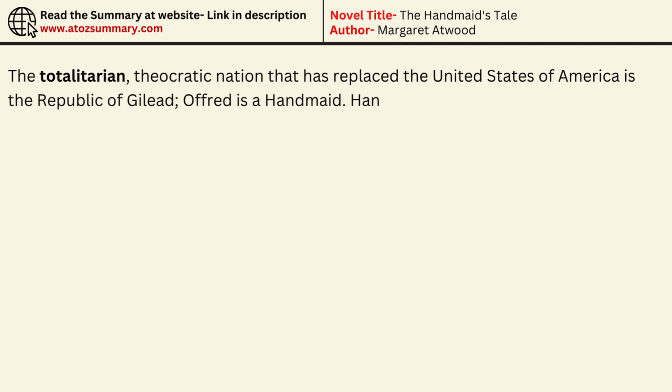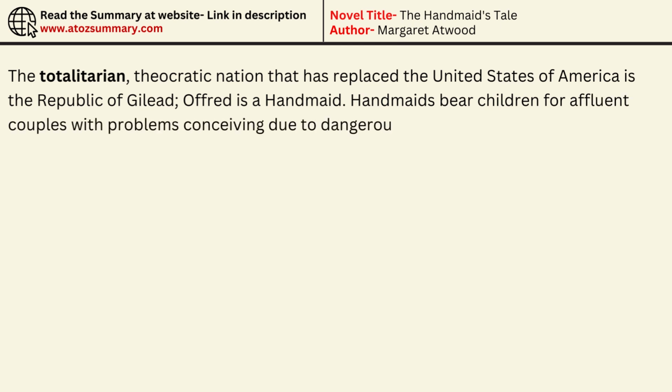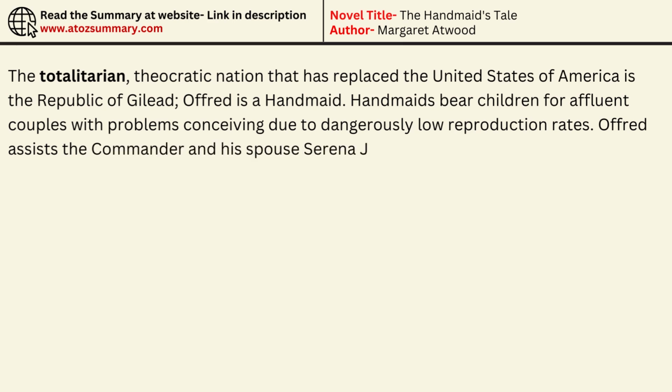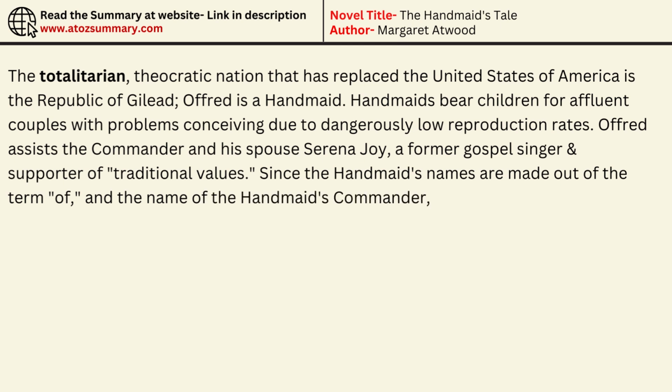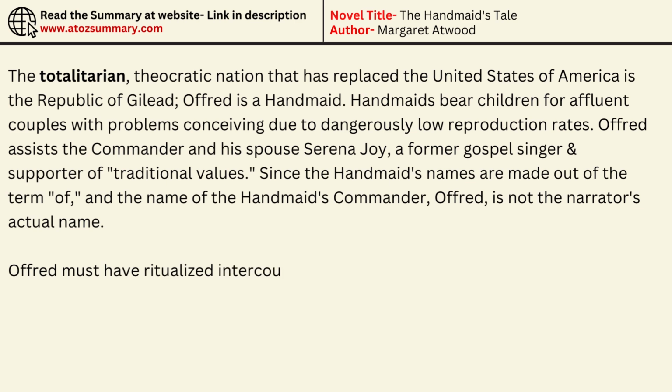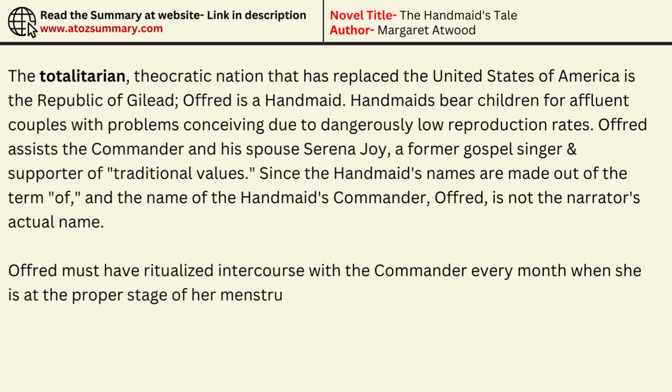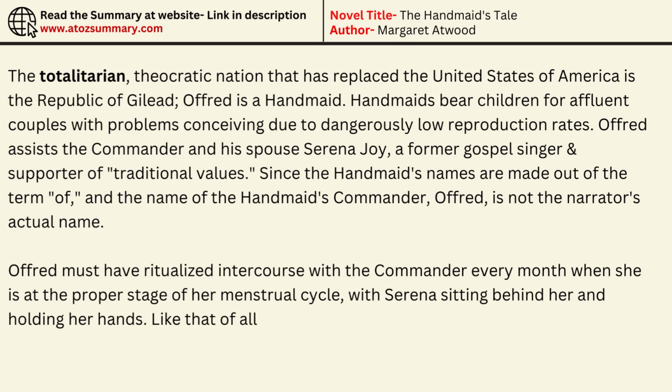Offred is a handmaid. Handmaids bear children for affluent couples with problems conceiving due to dangerously low reproduction rates. Offred assists the commander and his spouse Serena Joy, a former gospel singer and supporter of traditional values. Since the handmaids' names are made out of the term "of" and the name of the handmaid's commander, Offred is not the narrator's actual name. Offred must have ritualized intercourse with the commander every month when she is at the proper stage of her menstrual cycle, with Serena sitting behind her and holding her hands.